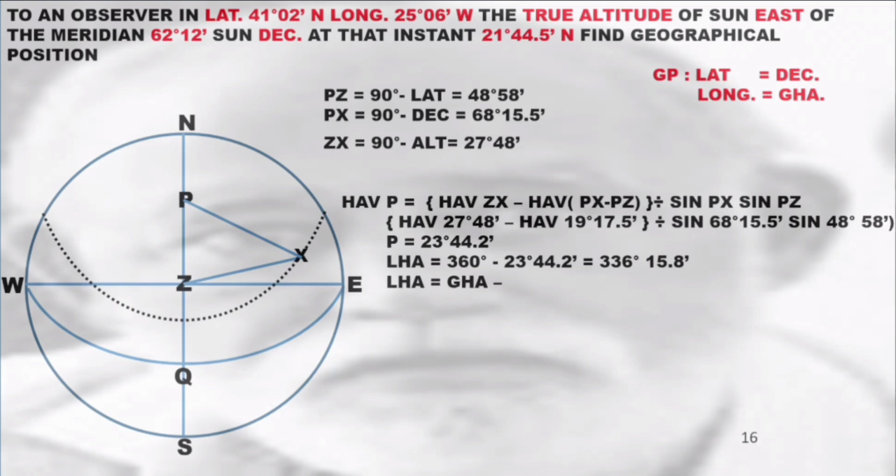Now LHA is equal to GHA plus or minus east or west longitude. We have the longitude, and find out the GHA. GHA is measured westward, so longitude would be west.